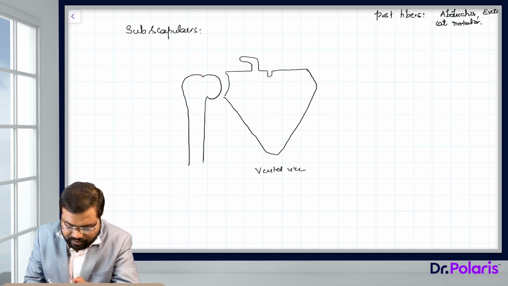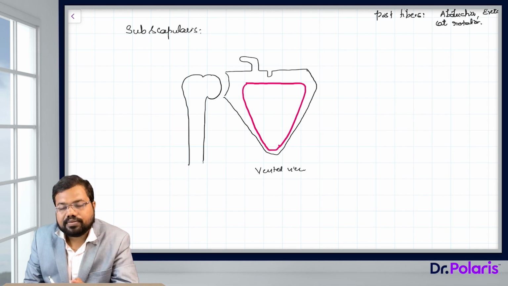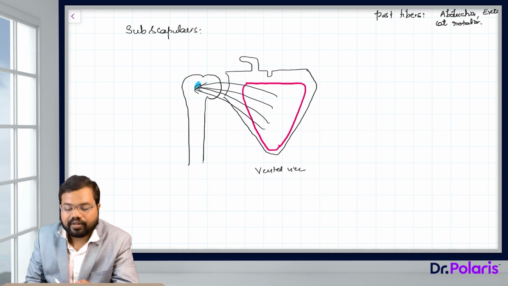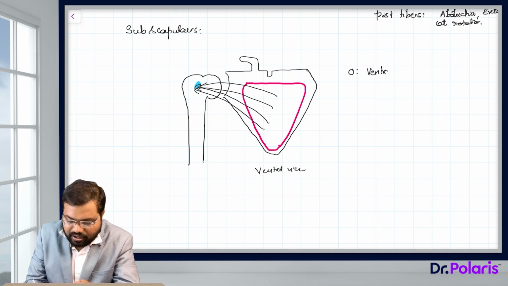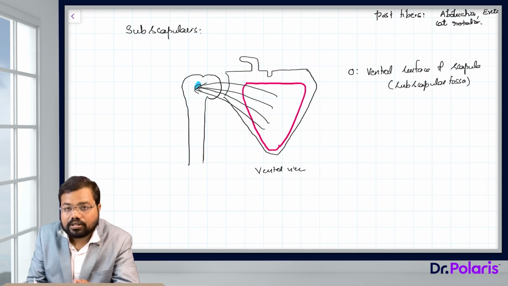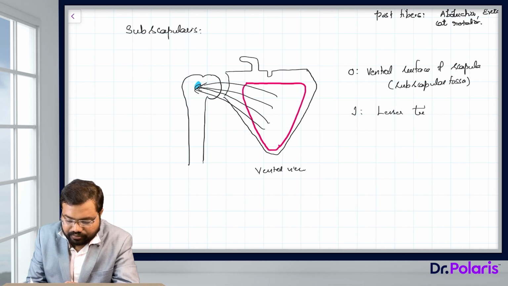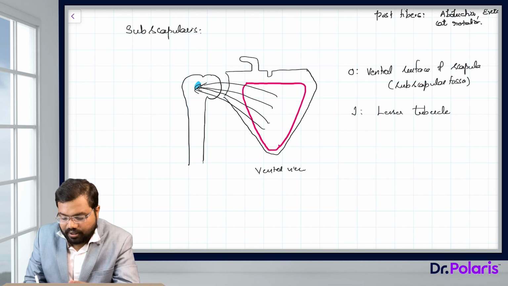Now from this ventral surface, from this entire region, there is the origin of subscapularis. From there, the fibers will be going and inserting over the lesser tubercle. The fibers will be radiating in this manner. And they are crossing the shoulder joint from the front side. Okay. So origin is the ventral surface of the scapula, that is called the subscapular fossa, simply to say. From that subscapular fossa, the origin of the fibers takes place. And from there, they cross the shoulder joint on the anterior side and then insert over the lesser tubercle. So this is the origin and insertion.